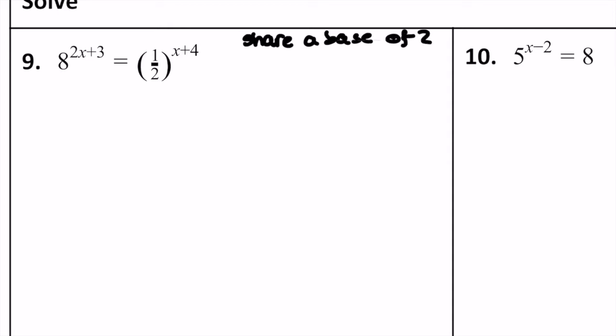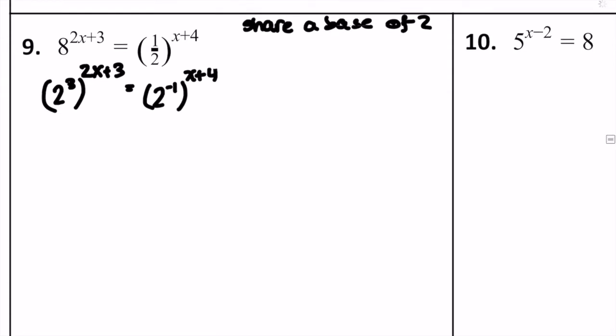On the left, I can rewrite 8 as 2 to the 3rd power, and that's being raised to the 2x plus 3 power. On the right, 1/2 is the same as 2 to the negative 1st power, and I write this as 2 to the negative 1st power raised to the x plus 4 power. From here, I know I have a power to a power. That means I multiply, and I need to distribute that 3 to both the 2x and the 3. So 3 times 2x is 6x, 3 times 3 is 9, so it's 2 to the 6x plus 9 power.